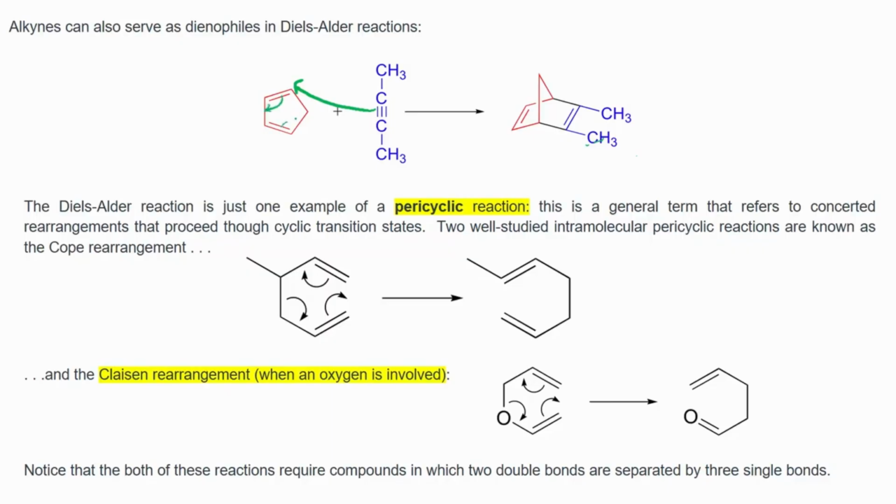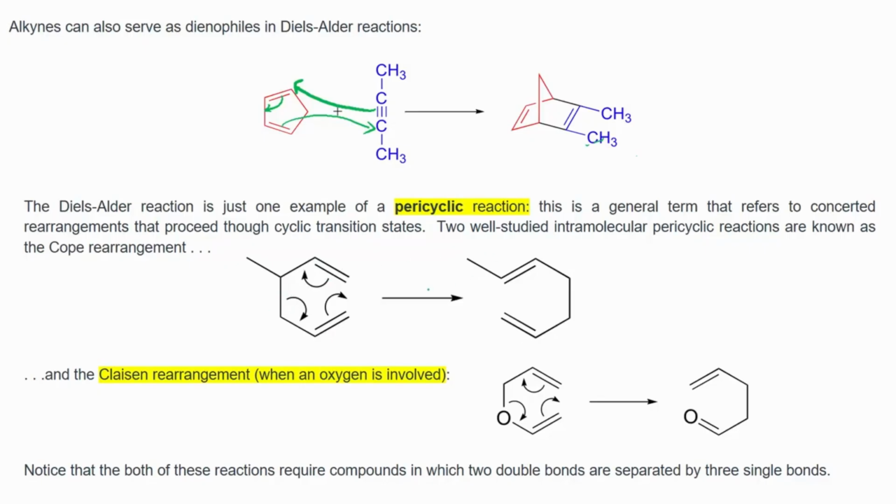Now, this is also called a pericyclic reaction. It is a concerted rearrangement. It happens all at once, and it goes through cyclic transition states. Now, we have 2 intramolecular pericyclic reactions. One is known as the Cope rearrangement, where, if you don't quite have a completed circle, you can form a new open side by rearranging intramolecularly.